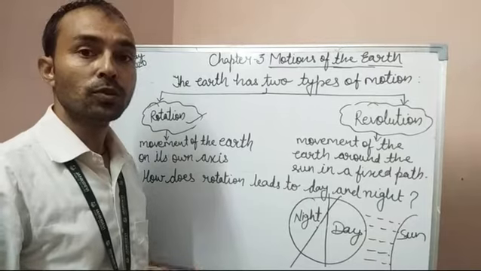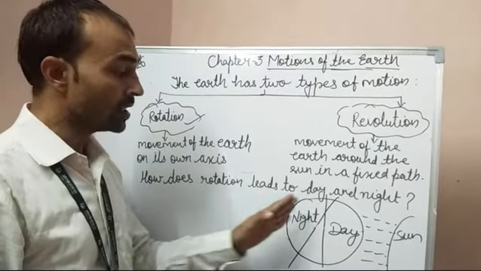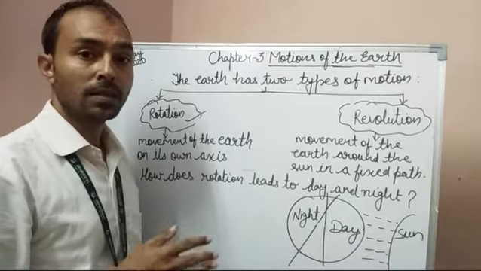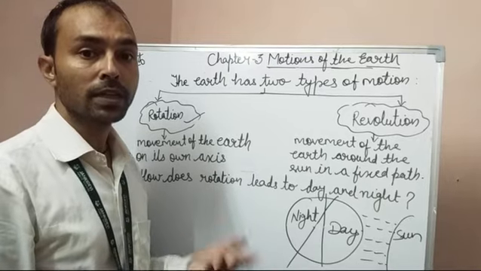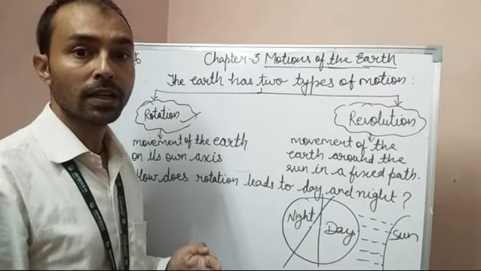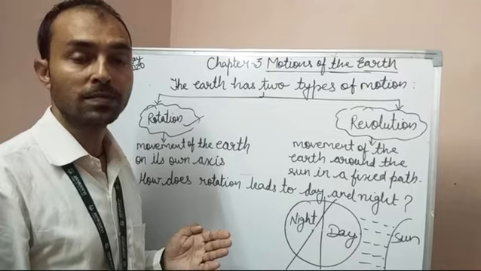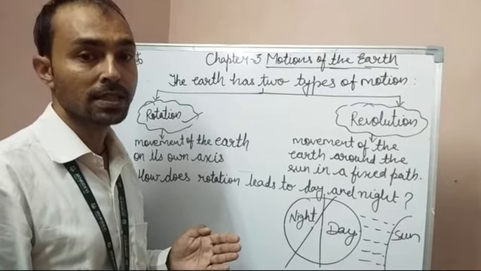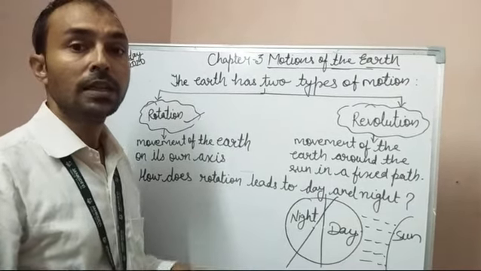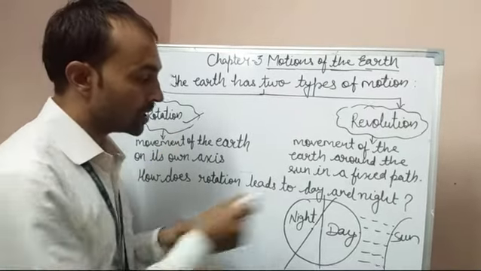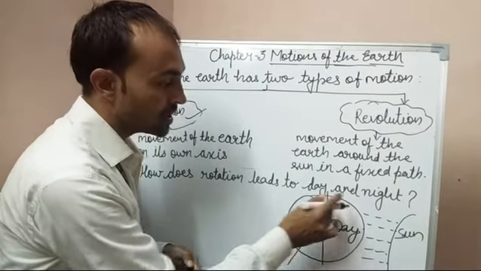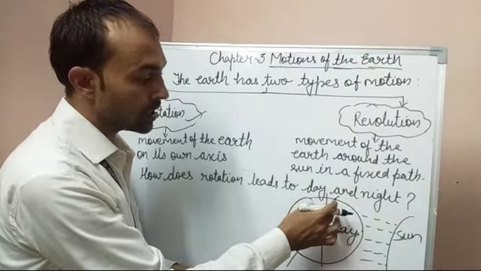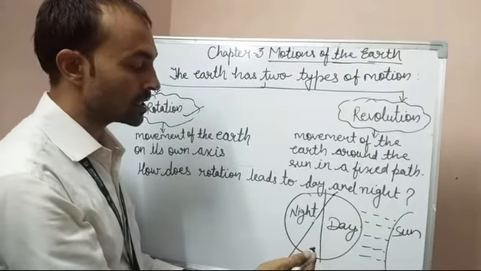Students, as I told you earlier, there is a tilt of the earth, which is at 23.5 degrees, or you can say 66.5 degrees in the northern hemisphere. So there is a tilt of the earth here, this one. This one is at 23.5 degrees. So you can say that it is at 66.5 degrees.